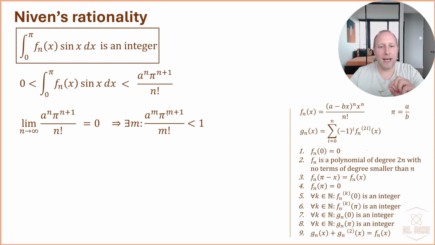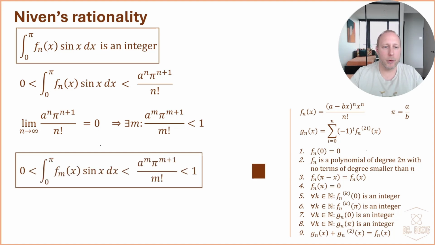And for that value of m, it is true that the integral of this fm, with n replaced by this m, is on the one hand strictly positive, because that was true for all n's, and at the same time strictly less than a to the m times pi to the m plus 1 divided by m factorial, which is strictly less than 1. In other words, that integral is strictly between 0 and 1.